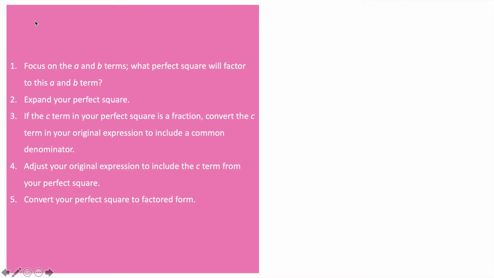Let's try a second example. We have x squared minus 0.6x plus 1. Step 1 is to, again, focus on the a and b terms. What perfect square will factor to x squared minus 0.6x?